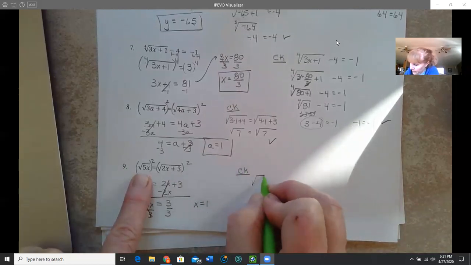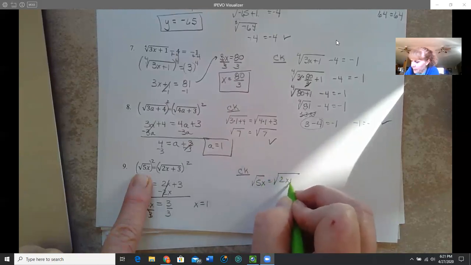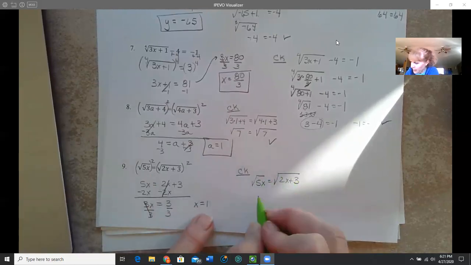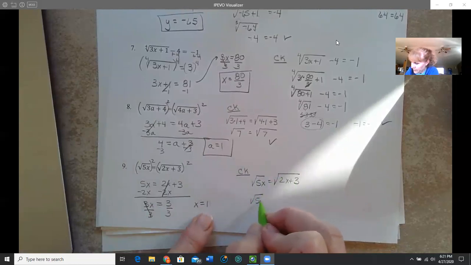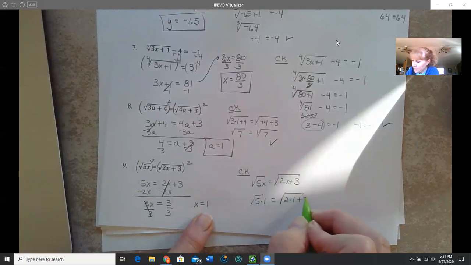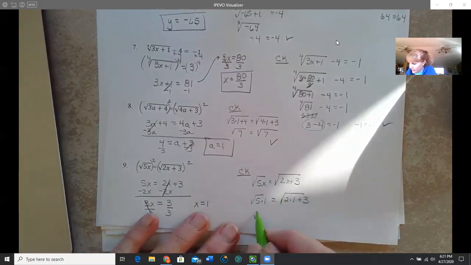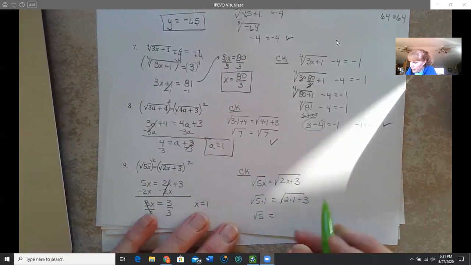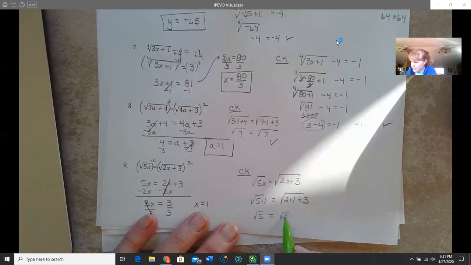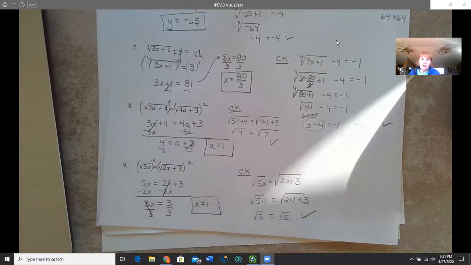We have the square root of 5x equaling the square root of 2x plus 3. Put in 1. Does it equal 2 times 1 plus 3? This is 5. 2 times 1 is 2, plus 3 is 5. Let's check. So there's your solution. So again, make sure you check.